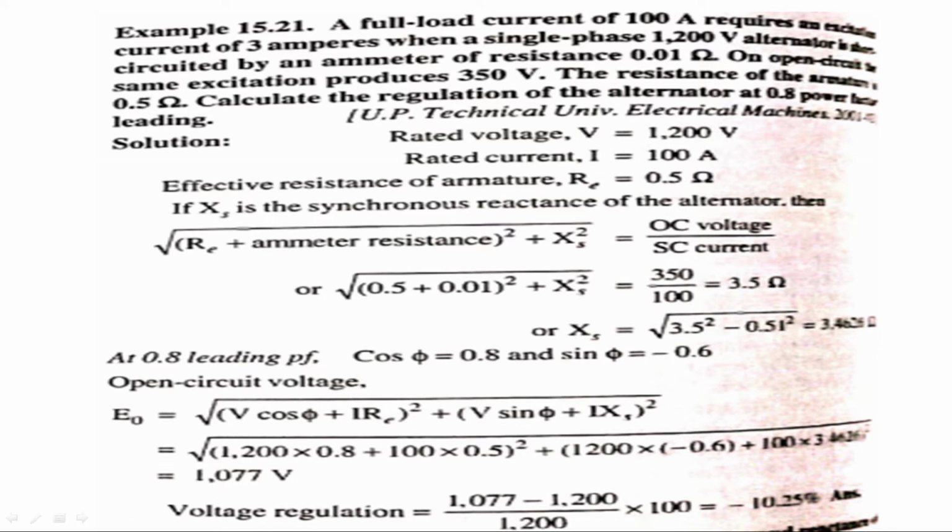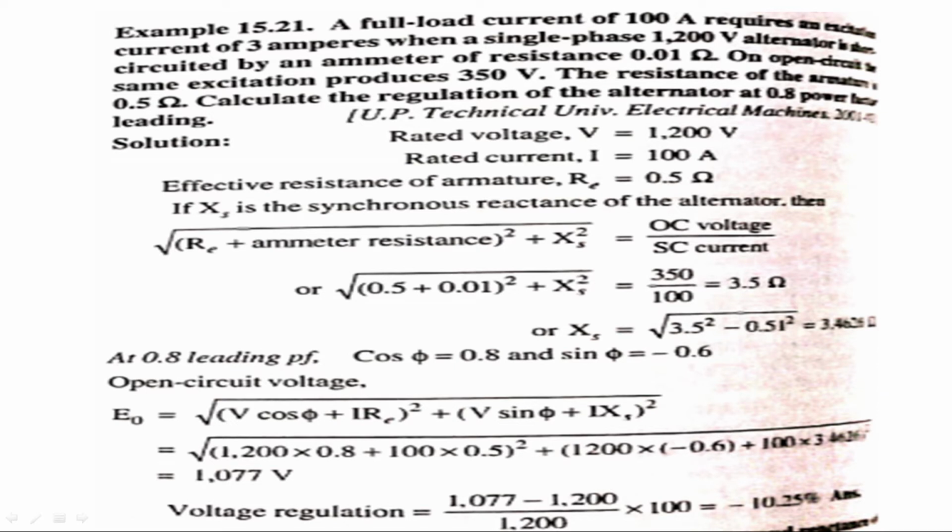At 0.8 leading power factor, cos phi is 0.8 and sin phi will be 0.6. So always you have to remember this. Even after doing the calculation, you are going to get the value of sin phi as 0.6. So remember that whenever cos phi is 0.8, sin phi is 0.6. For leading power factor, take it as minus.